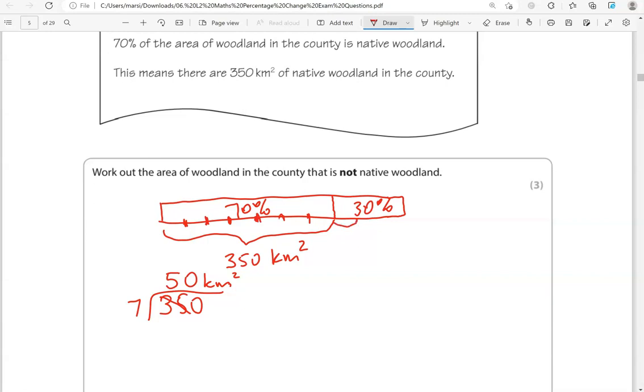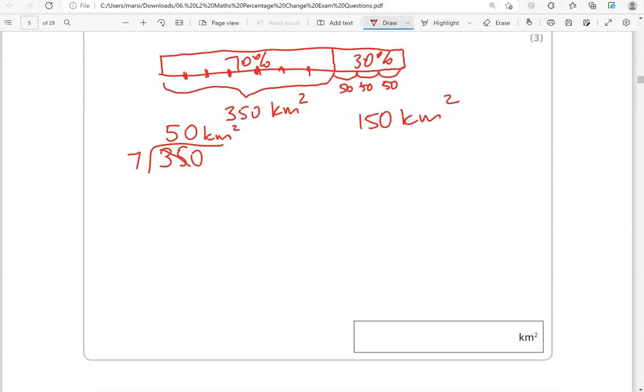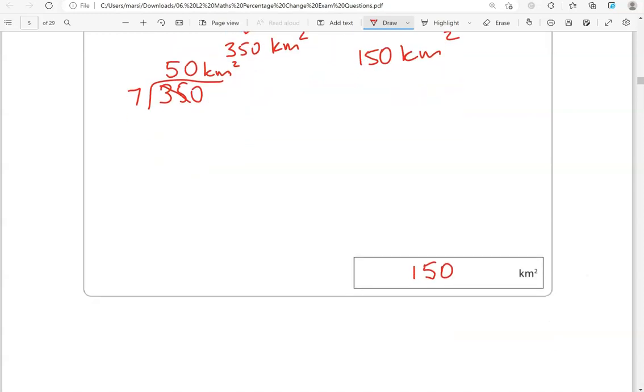So we've got 1, 2, 3 lots of 10% in here. So 50 and 50 and 50. That will make 150 kilometers squared. And that will be the answer.